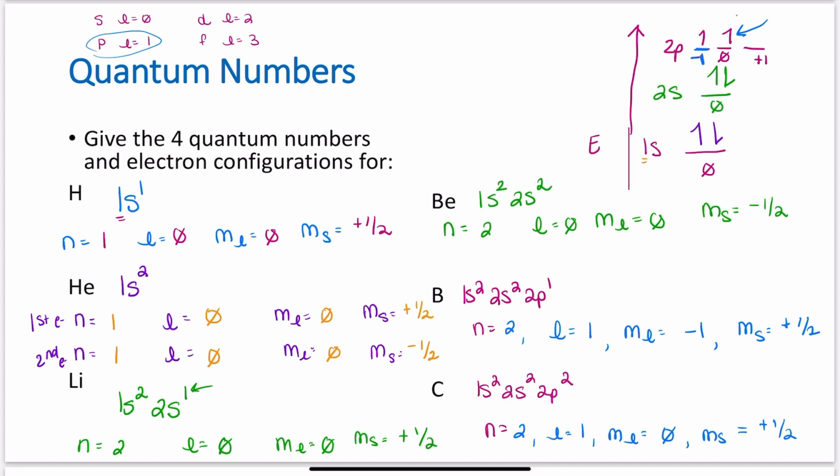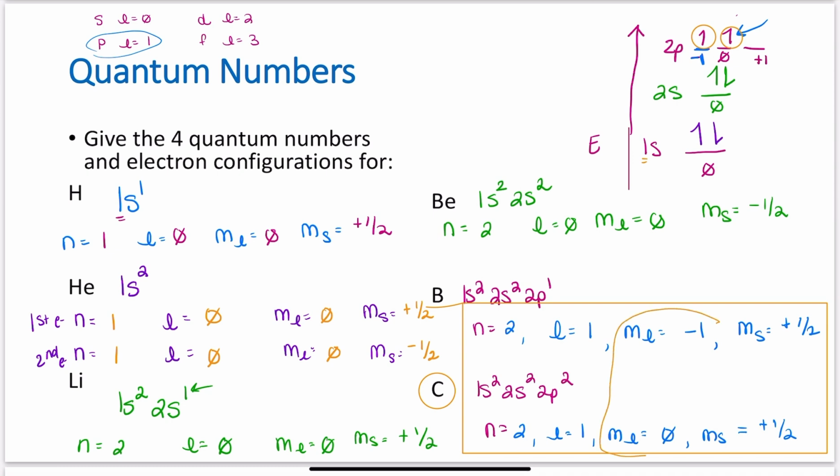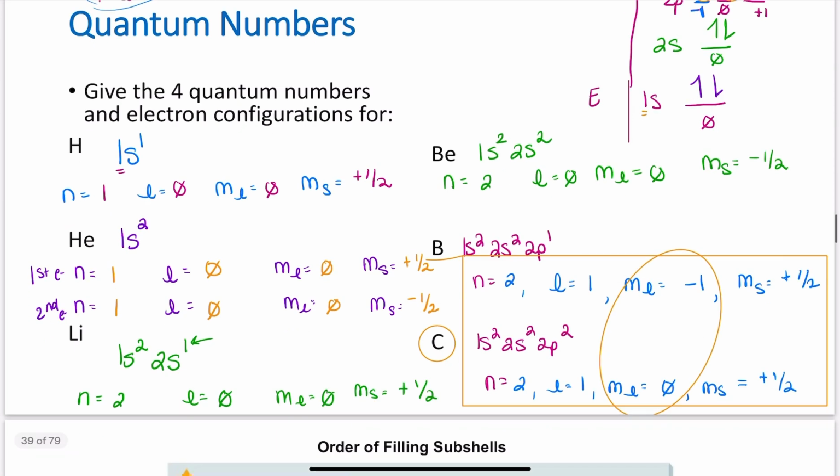So notice here, these two species differ in their M sub Ls. Because carbon has the same amount of electrons as boron plus 1 more, carbon has that electron that boron has. But these two electrons of carbon would differ in the M sub L values because they're in a different suborbital.